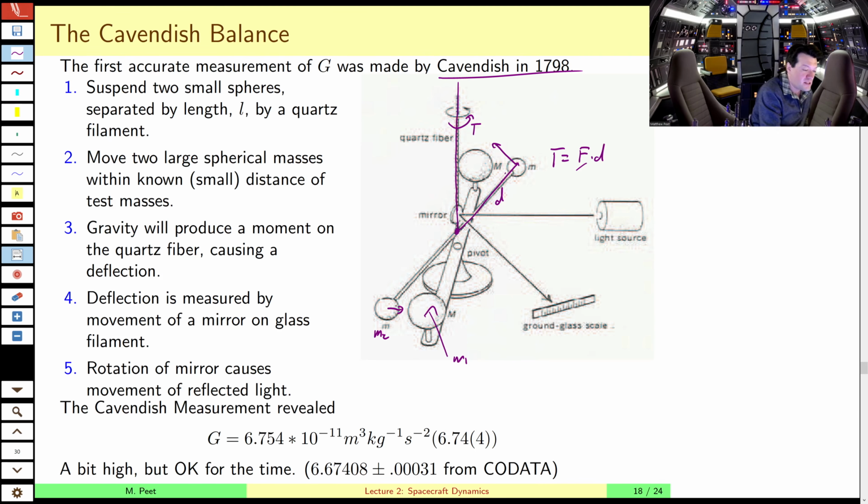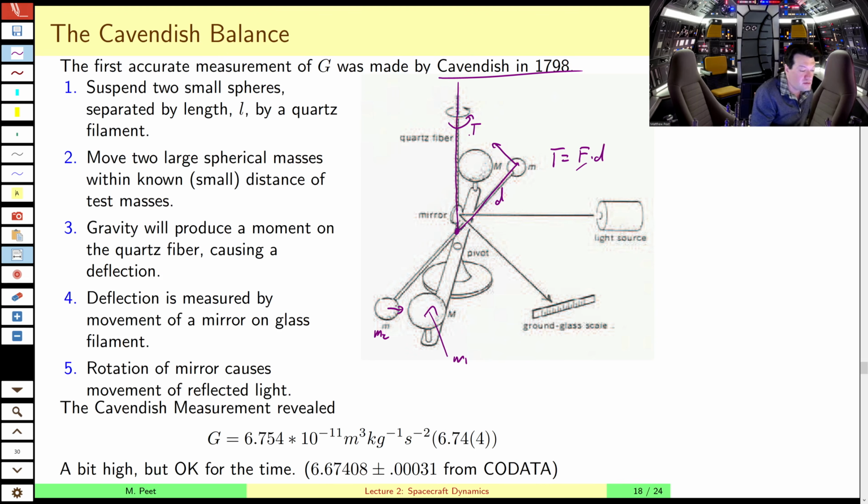So by extending this out onto a bar, you're amplifying this force, producing a larger torque, which is very difficult to resist by the quartz fiber. And in fact, actually measuring the spring constant or the torsion constant of the quartz fiber is itself very difficult to do, because the only thing that is measurable is gravity. Anyway, we'll come back to that in a second.